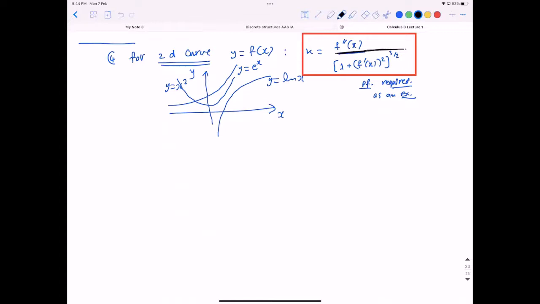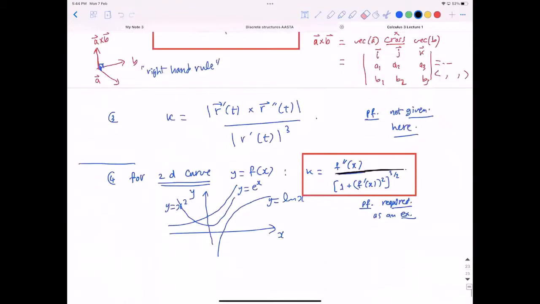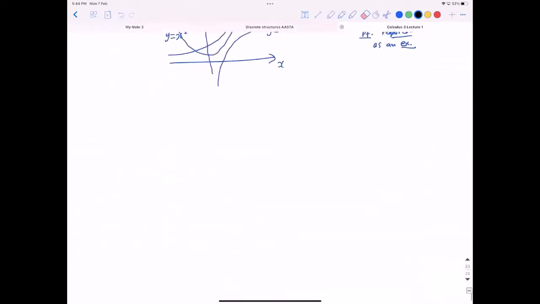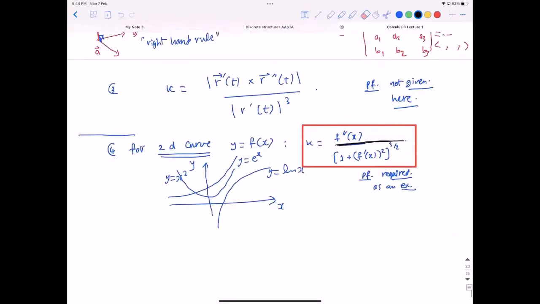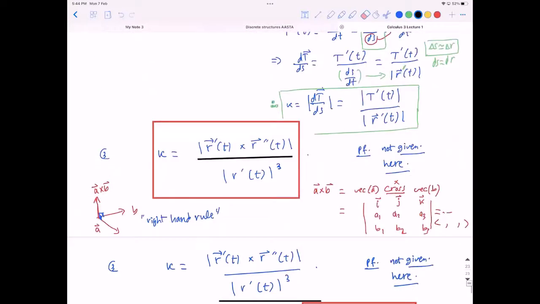Katrina is gone. Okay, so let's have some examples. So let's go for calculating the curvature of a straight line, curvature of a helix, and what the time allows us to do.